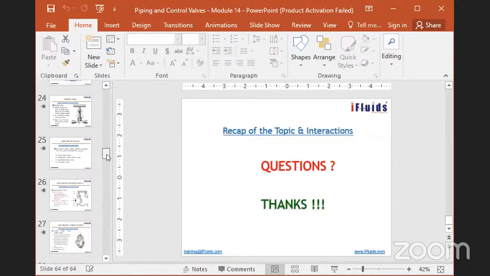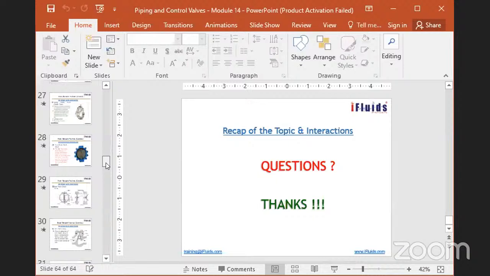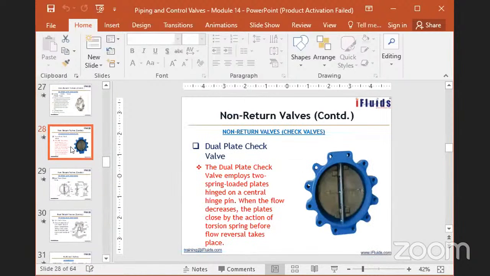These are the ball valves. Non-return: the dual plate check valve employs two spring-loaded plates. This is the mechanical construction. The mechanical springs are attached to them, and the fluid pressure acts on them. You can see there is no hand wheel or anything like that outside.